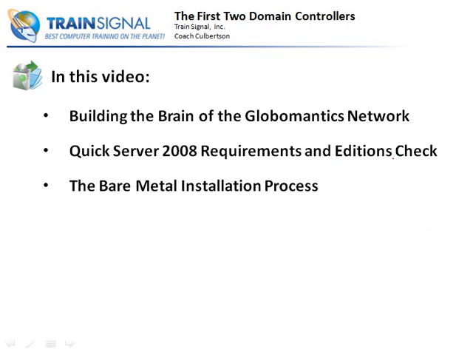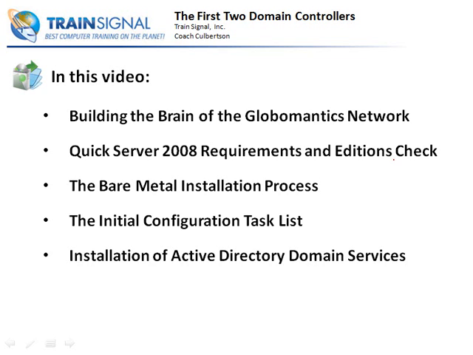Then after we've selected an edition of Server 2008 to install for GlobalMantics, I'm going to talk you through the bare metal installation process. Bare metal installation is kind of a fancy way for something that's very, very simple, and I'll share that with you. Then we're going to walk through the initial configuration task list. This initial configuration task list is just a really easy way to get your server set up with the basic requirements of a server name, an IP address, all that good stuff.